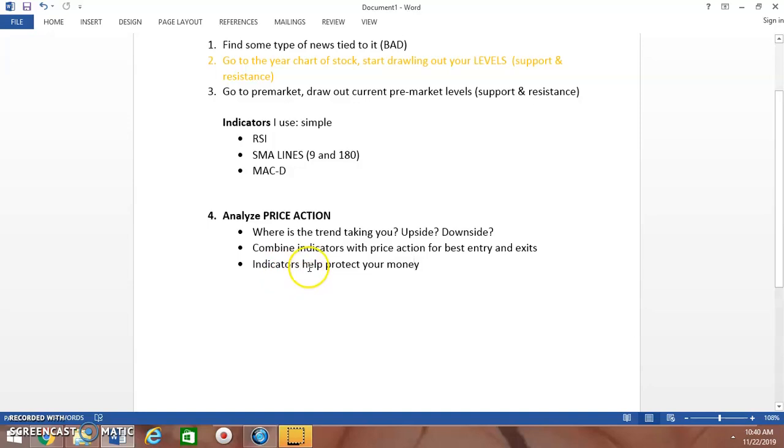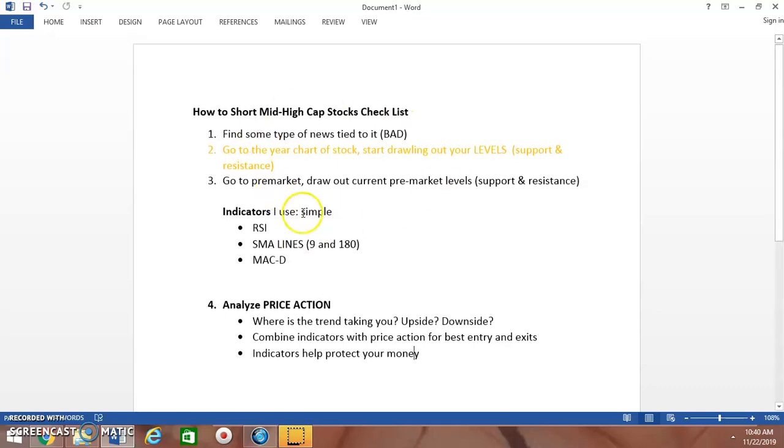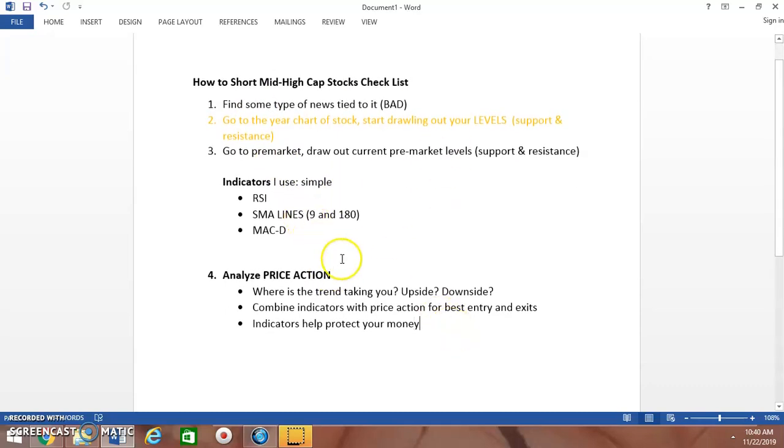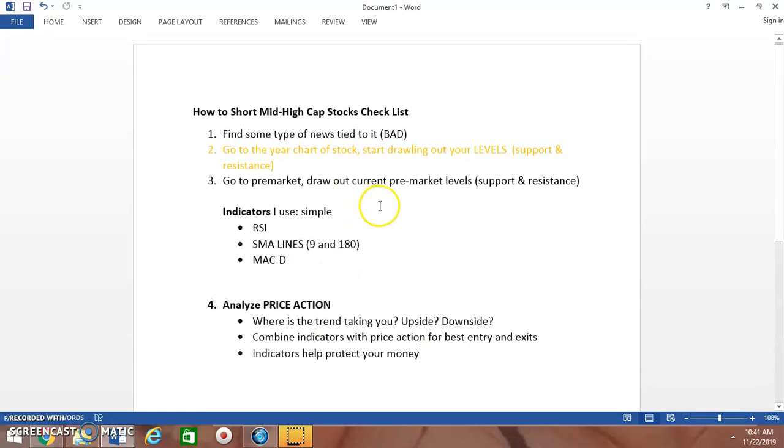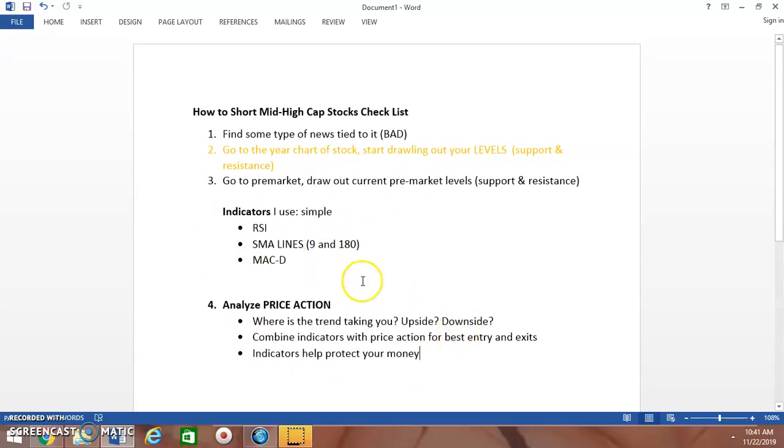Okay, so that is it. That is all I use when I short mid to high cap stocks. Okay, and I'll make another one for penny stocks after this video. I'm sure people want to learn that one too. So it's pretty much the same. I just added a little bit more percent stuff.